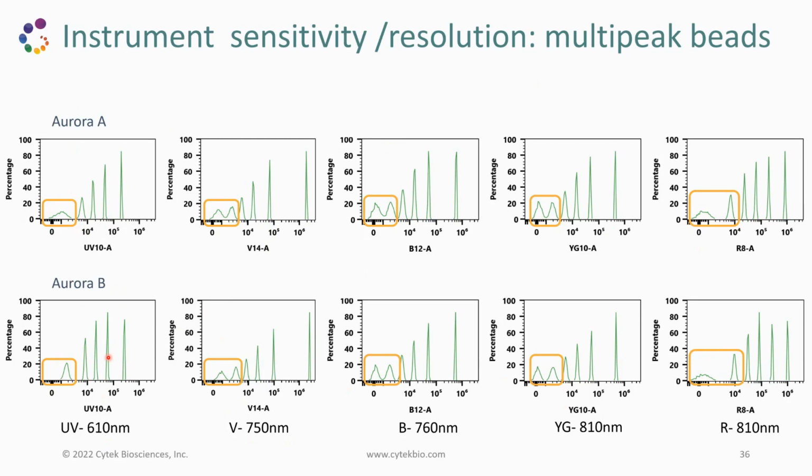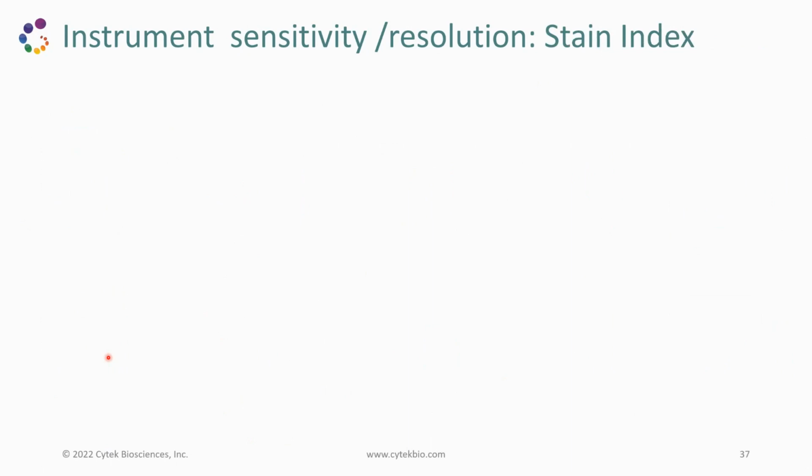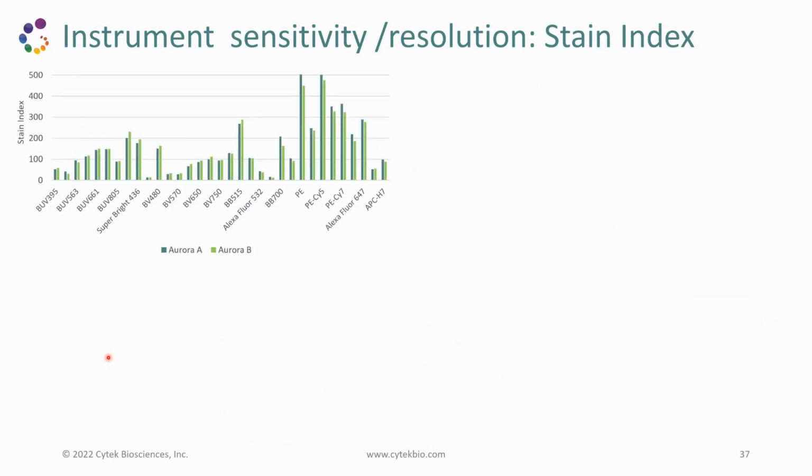Now, another layer is if we run fluorochrome-labeled particles. And what we use is stain index. All of you who have been to our trainings and have been to any flow cytometry talk have heard about stain index. And here is a comparison across many dyes of stain index between those two instruments that we have been comparing. You're going to see that the trend, the highest and the lowest stain index, is identical between the two instruments, but the absolute number is not identical.